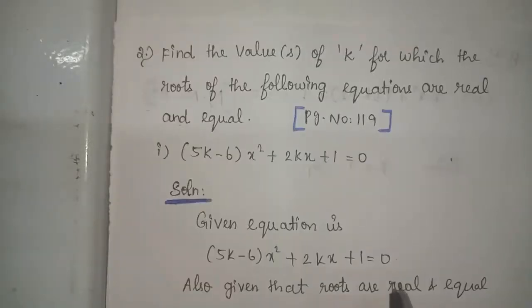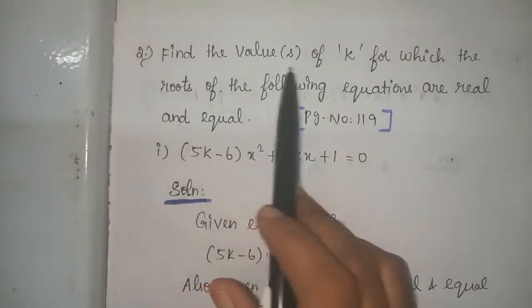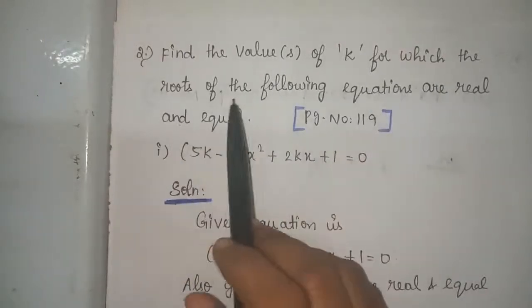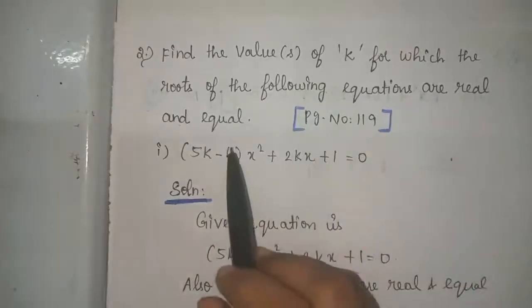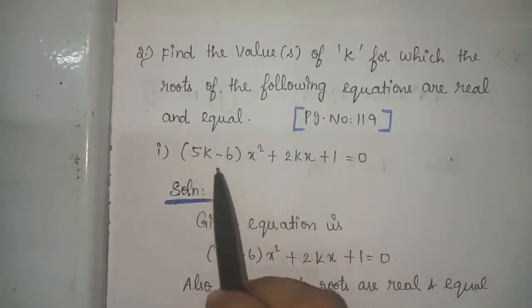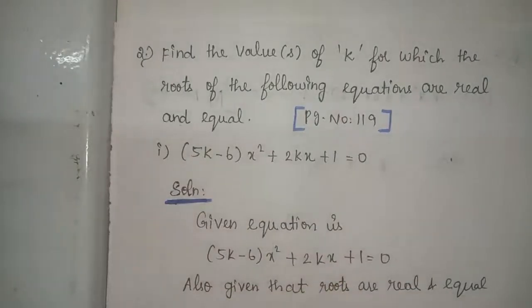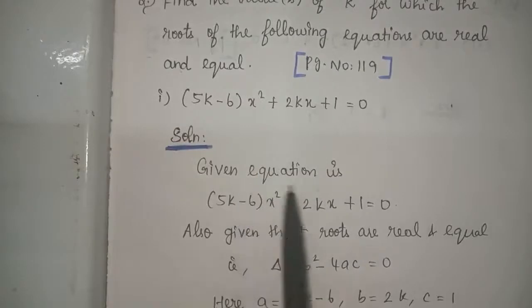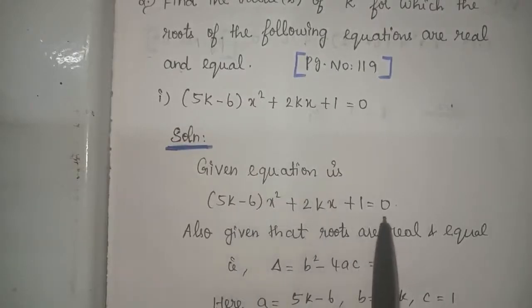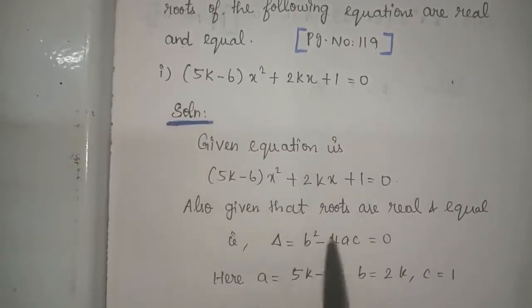Exercise 3.13, second problem. Find the values of k for which the roots of the following equation are real and equal. First subdivision, (5k minus 6) x² plus 2kx plus 1 is equal to 0. So solution, the given equation is (5k minus 6) x² plus 2kx plus 1 is equal to 0. Also given that the roots are real and equal. The roots are real and equal means the discriminant value is equal to 0, that is delta equals b² minus 4ac equals 0.